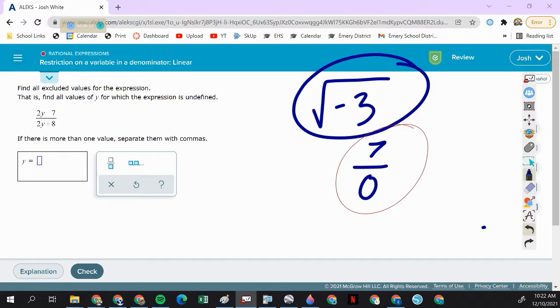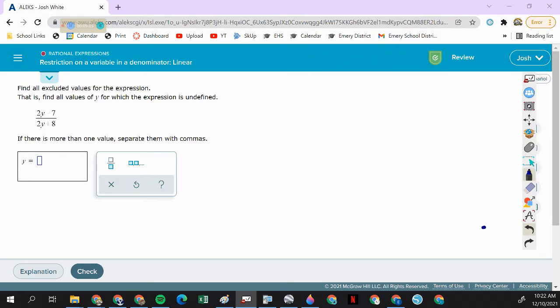-4. Okay, so here's what we do. We take the bottom, and we write equals 0, and then we just solve. So y equals -4. Y equals -4 makes the bottom 0, which makes the problem infinity.